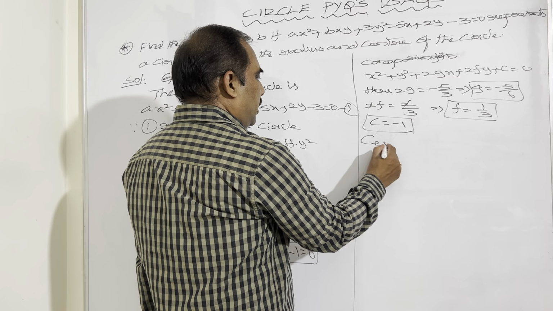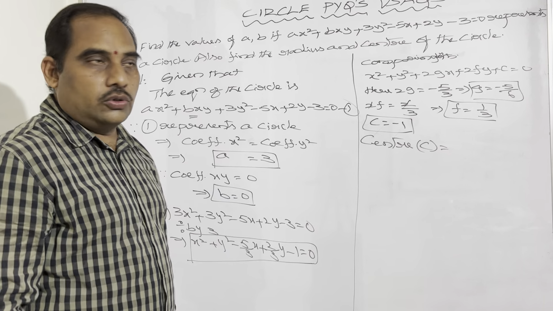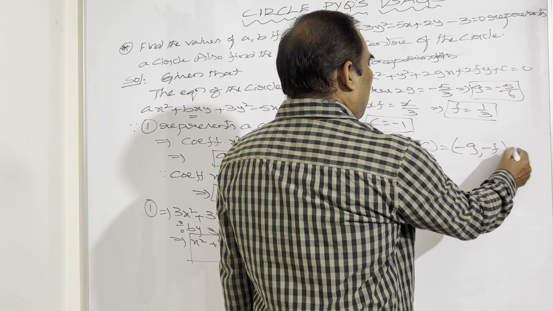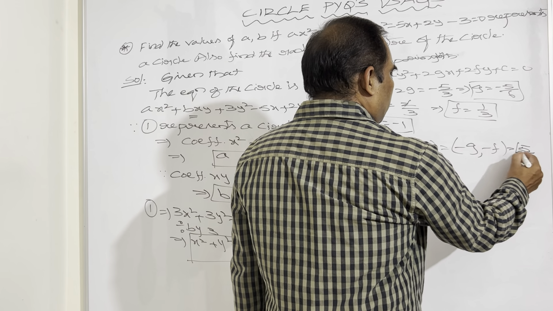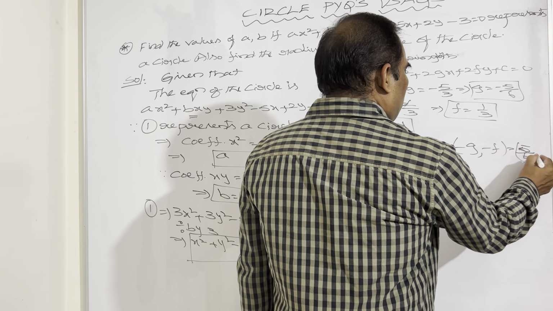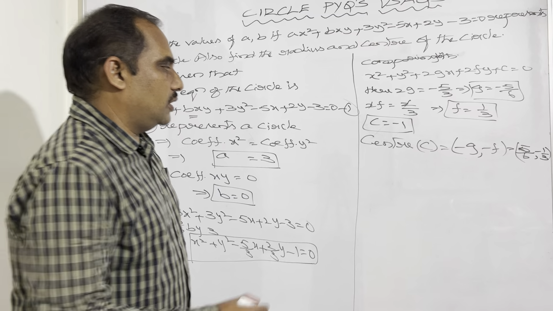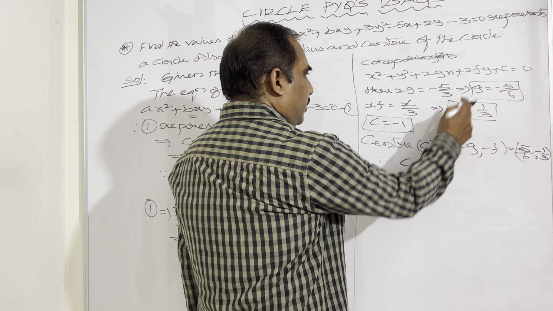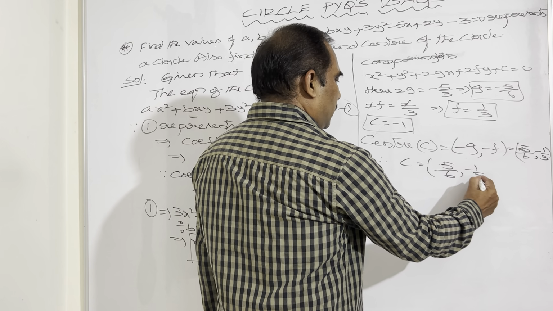Now center and radius we have to find. The center of the circle C is equal to (−g, −f). Here g is −5/6, so this is 5/6, and f is 1/3, so minus 1/3. Therefore the center C is equal to (5/6, −1/3).